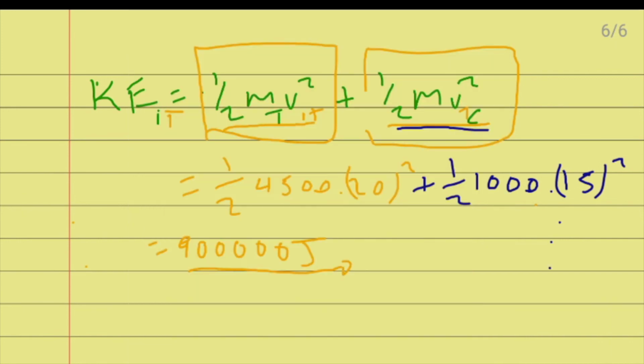So let's calculate the one for the car, which is 15 squared times 1,000 times a half, which is 112,500. Remember, again, we're dealing with kinetic energy, which is in joules, and then you can add both of them, which is plus the 900,000.